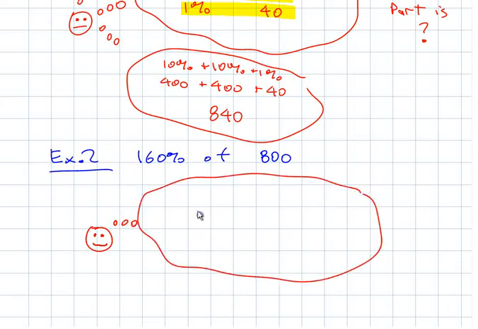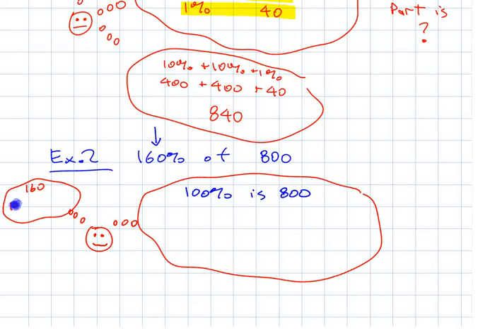If you want to do 160%, the best place to start is always 100%, especially if the number you want is more than that. 100% is 800. Now 60 we can make up with a bunch of tens if we want. You got to think about how you could make up your 160, right? How can you make up 160? You could make it up as 100 and a bunch of tens, or what's another easy way you could break it up into numbers you could work with?